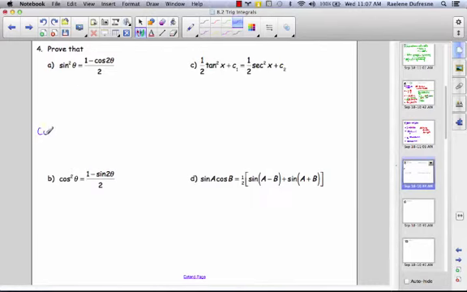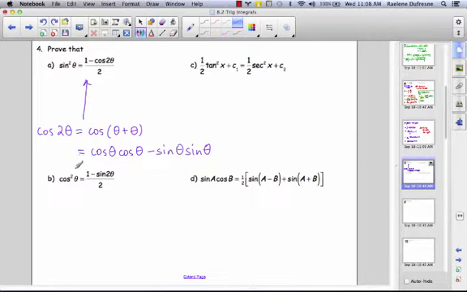same idea, which is to start off with cosine of 2 theta equals cosine of theta plus theta, which we can expand as cosine of the first times cosine of the second, minus sine of the first angle, sine of the second angle. And from here, I had started already at cosine squared theta minus sine squared theta a few slides earlier, and we can reproduce part A or part B from here.